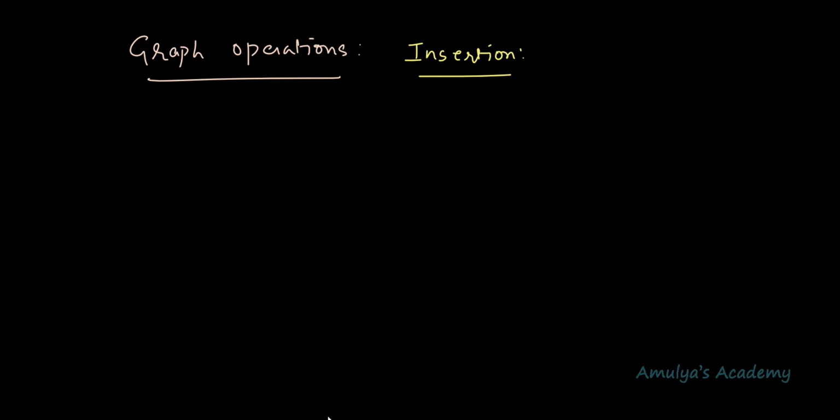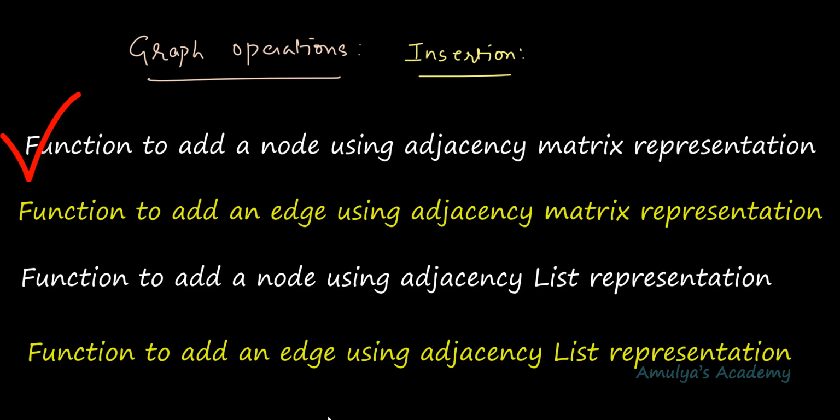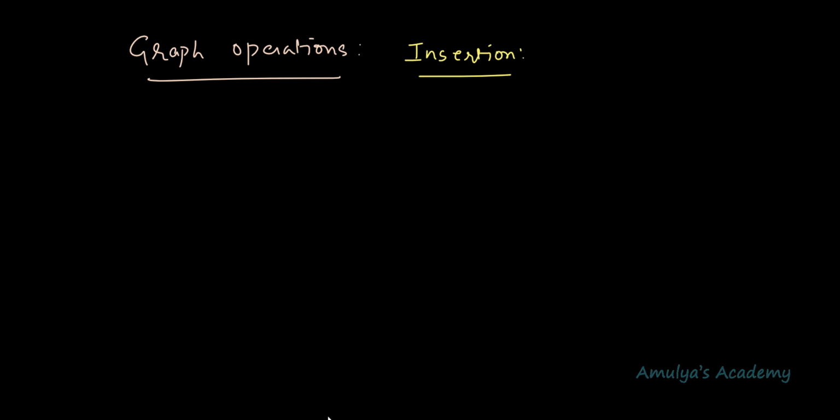We were discussing graph insertion operation, and in the previous tutorial we wrote a function to add a new node to the graph using adjacency matrix representation. Next, let's write a function for add edge operation. That is, we want to write a function to add an edge between given vertices.